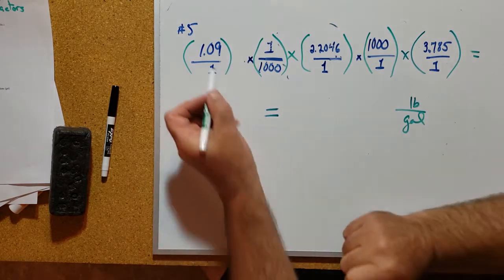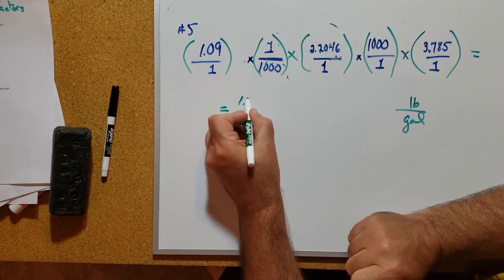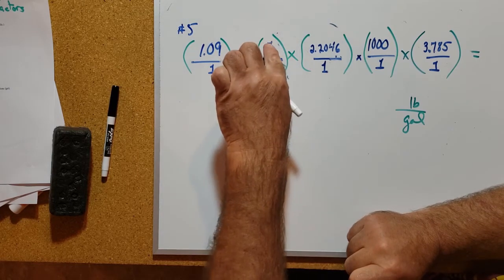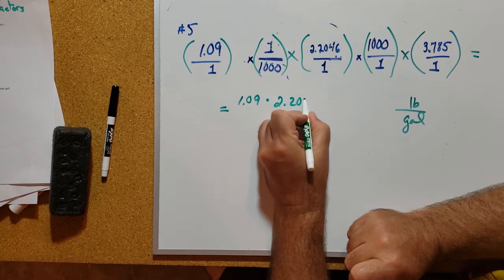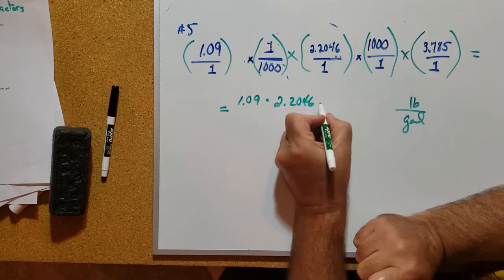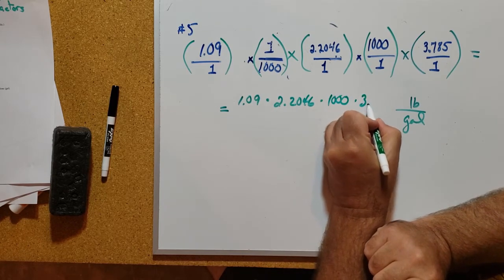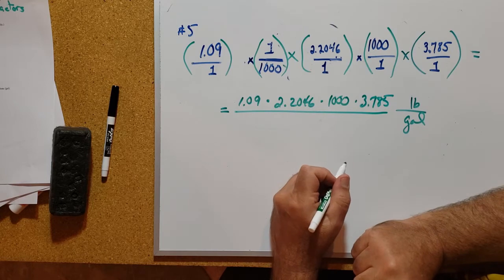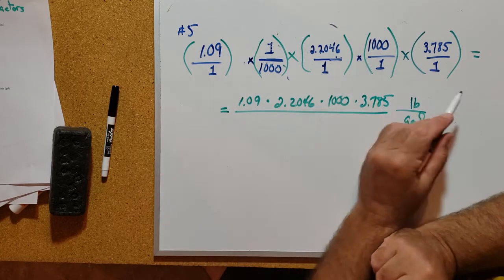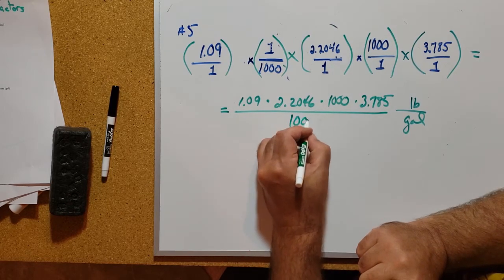When I multiply fractions, I multiply all of the top numbers together. The numerators: 1.09 times 1, which I'm going to skip, times 2.2046 times 1,000 times 3.785. That's everything up top. And now I'm going to multiply all the things down bottom. It's 1 times 1,000 times 1 times 1 times 1, which is just 1,000.